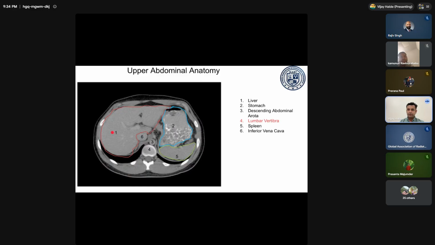So the lumbar vertebral bodies provided an excellent landmark for image matching and the surrounding tissues. The knowledge of this anatomical information is very important.